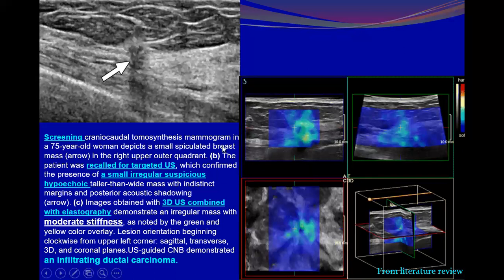Screening. Tomosynthesis is not shown. 75-year-old lady. The patient recalled for targeted ultrasound, confirmed the presence of small, irregular, suspicious hypoechoic, and non-parallel lesion with indistinct margin. The 3D combined with elastography demonstrate irregular mass.